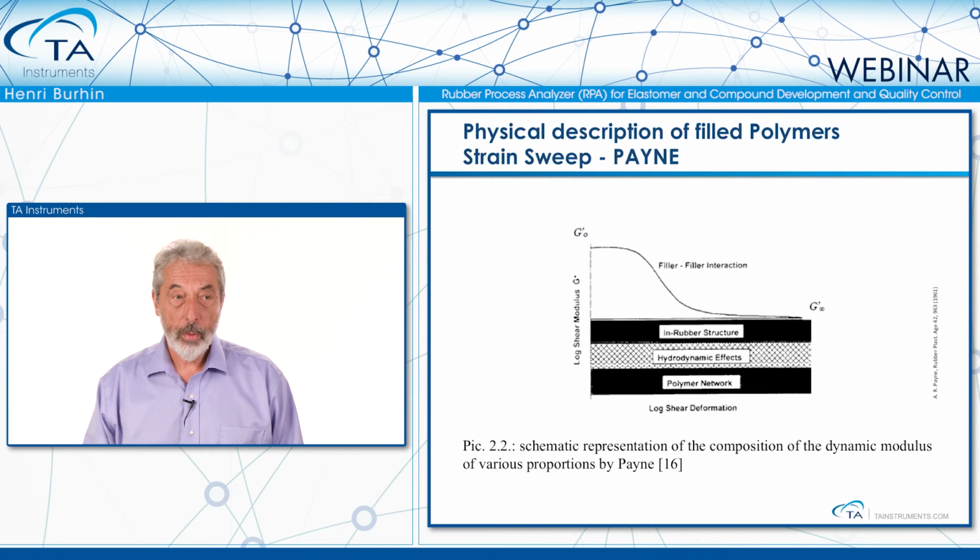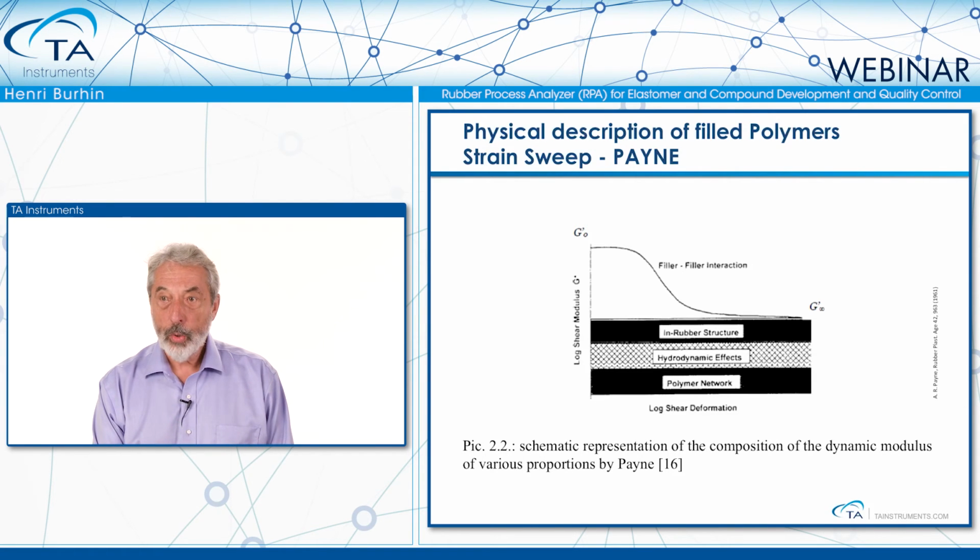Now, one contributor is the polymer characteristic, so the viscosity. The second contributor is the hydrodynamic effect, which is the quantity of filler. And the third one is the in-rubber structure, meaning the interaction between polymer and filler. And then there is a very large part which gives this nonlinear relationship with strain: filler-filler interaction. This filler-filler interaction for carbon black is based on van der Waals bonding, and on hydrogen bonding for silica.